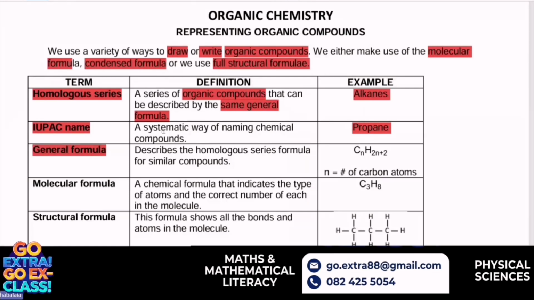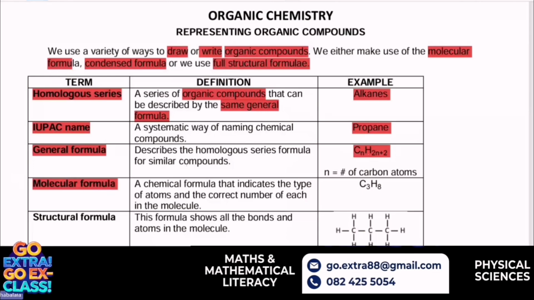Now we're also going to look at the general formula. What is the general formula? This describes the homologous series formula for similar compounds. So similar compounds which belong to the same homologous series have a general formula which describes them, or which produces those compounds. That formula is called a general formula. Let's make an example. We can use the general formula to determine the molecular formula, which we're going to define in the next part.